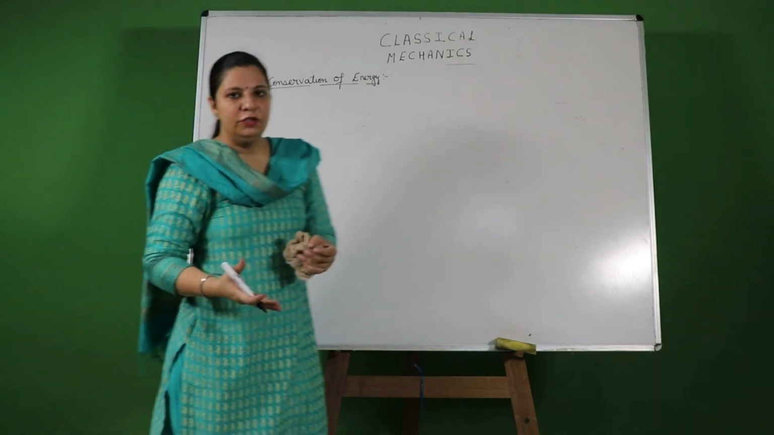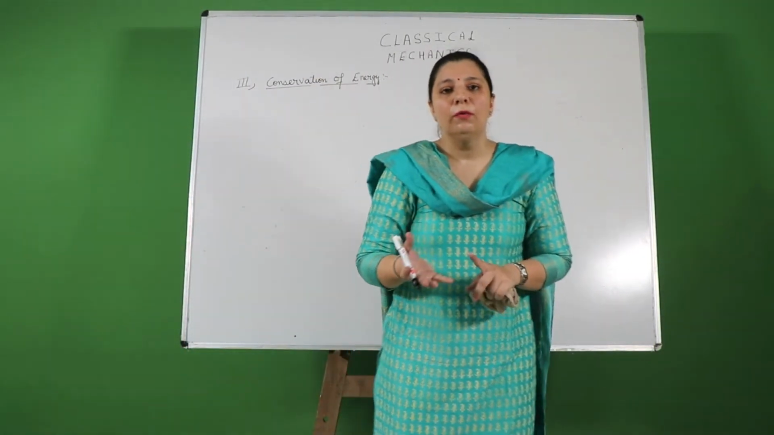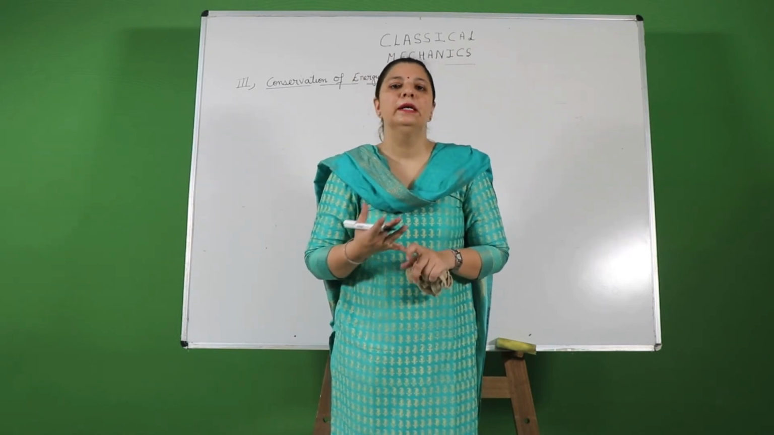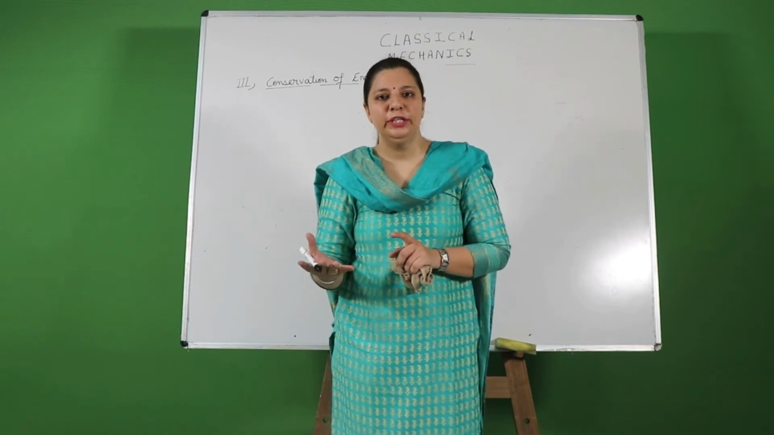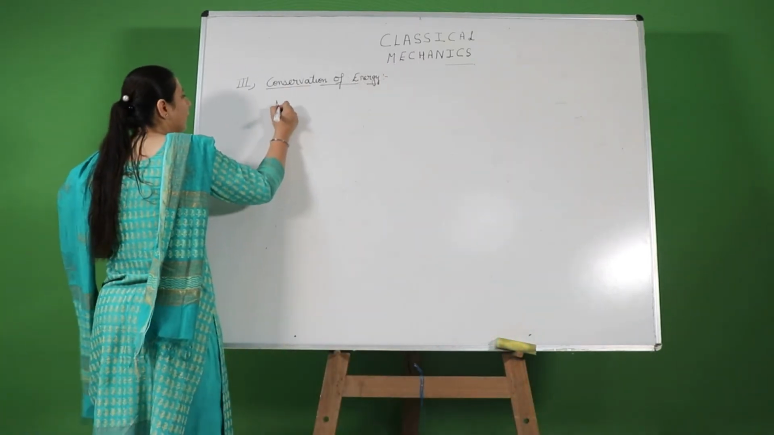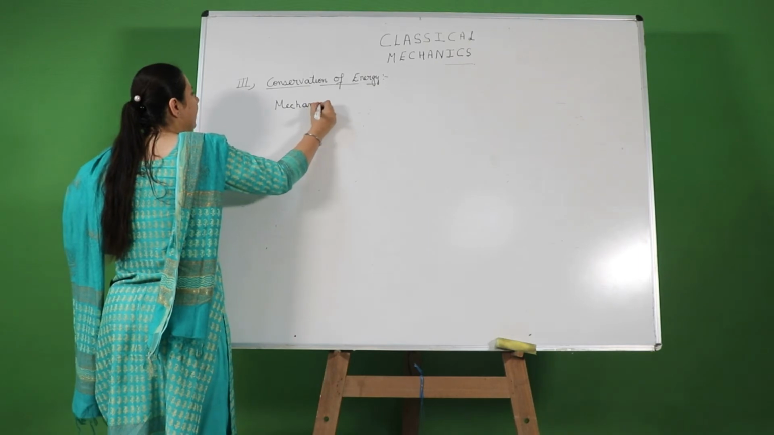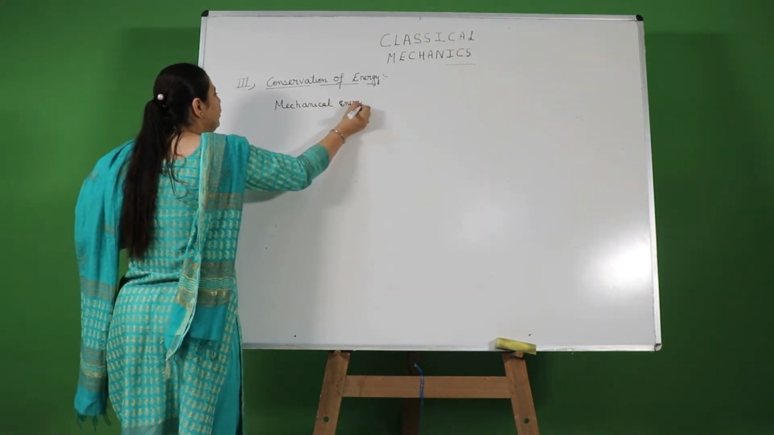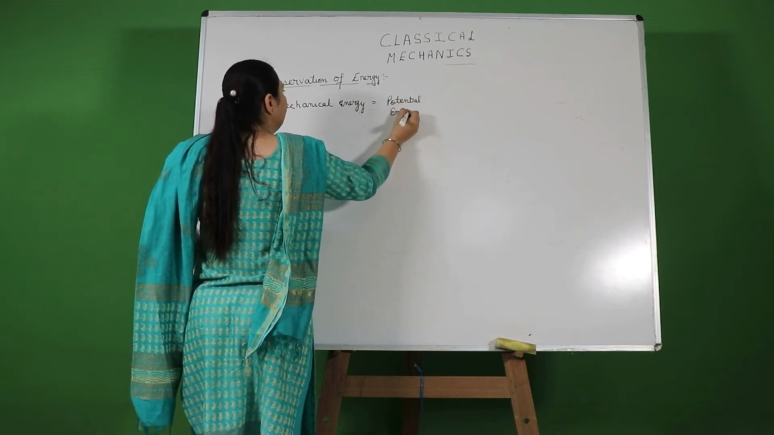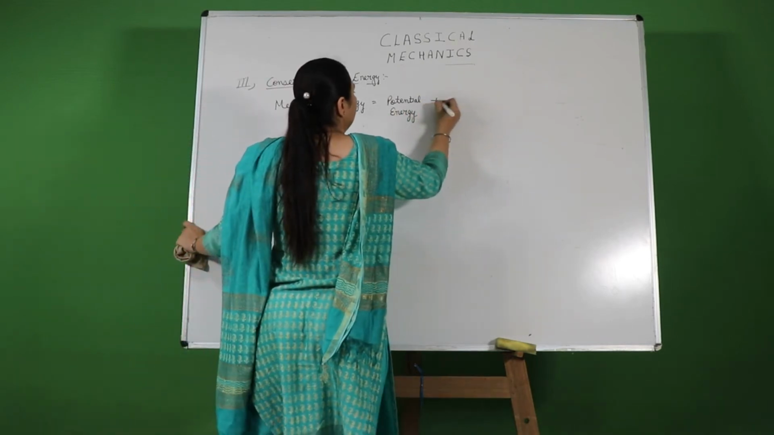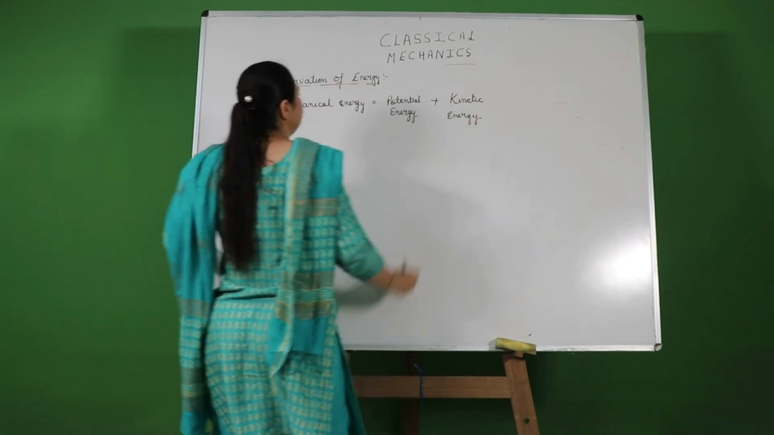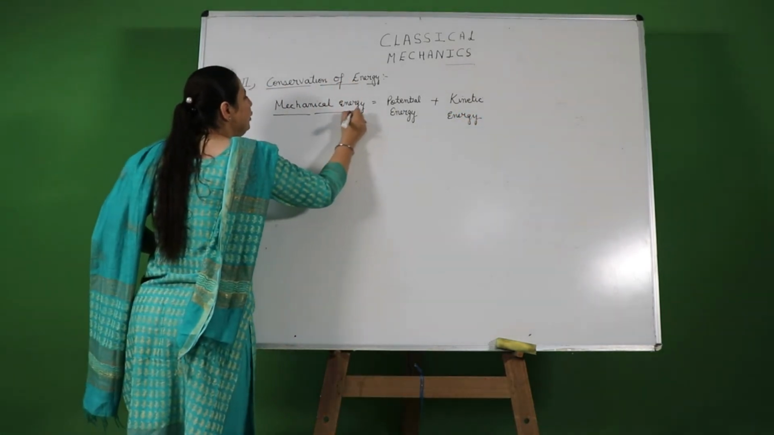There are many types of energies in the system, like heat energy, like sound energy, but we are interested only in two types of energies. First one is the kinetic energy and second one is the potential energy, and together they are called mechanical energy. So what is mechanical energy? It is nothing but the sum of potential energy and kinetic energy. So when I say conservation of energy, I mean that mechanical energy should be conserved.